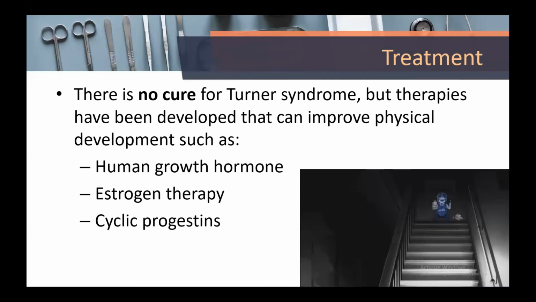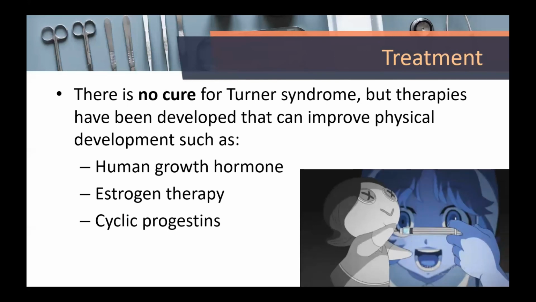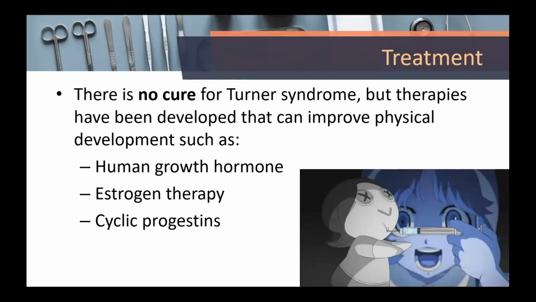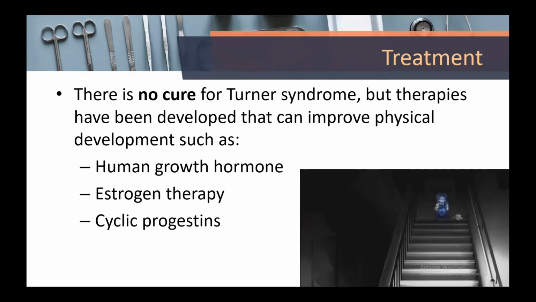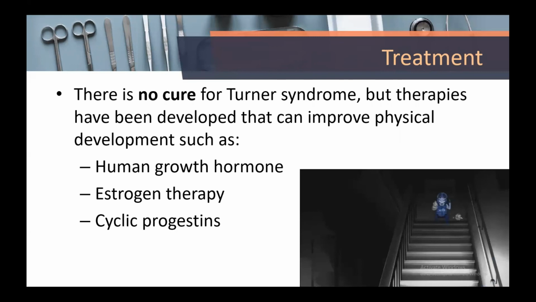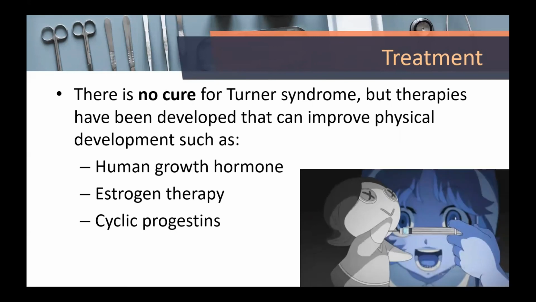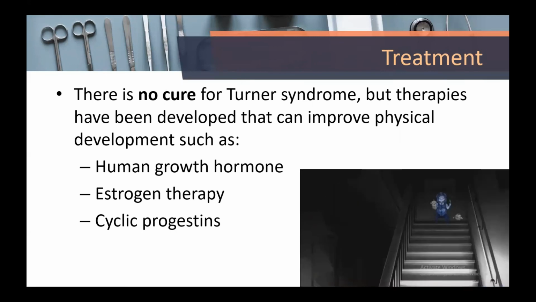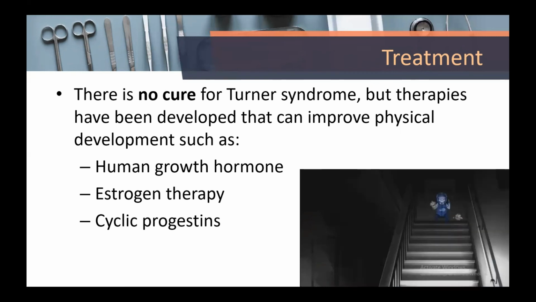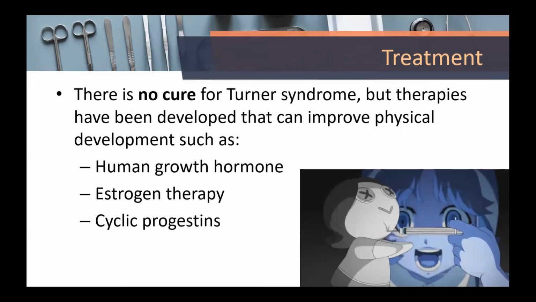Now, for the treatment, there is no cure for Turner syndrome, but therapies have been developed that can improve physical development, such as human growth hormone, estrogen therapy, and cyclic progestins. Now, human growth hormone consists of injections of human growth hormone, which can increase height. If treatment starts early enough, these shots can increase the final height of people with Turner syndrome by several inches.